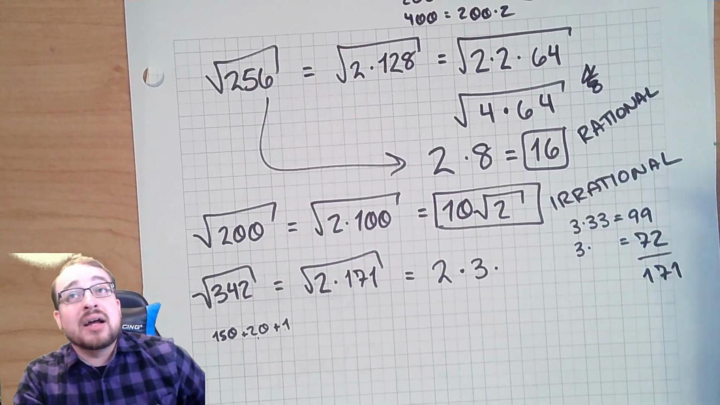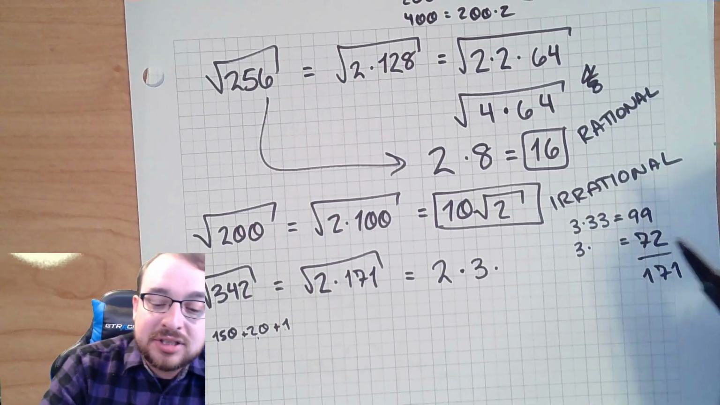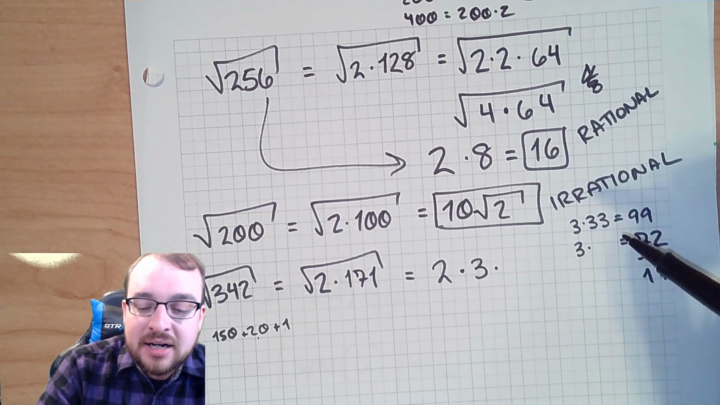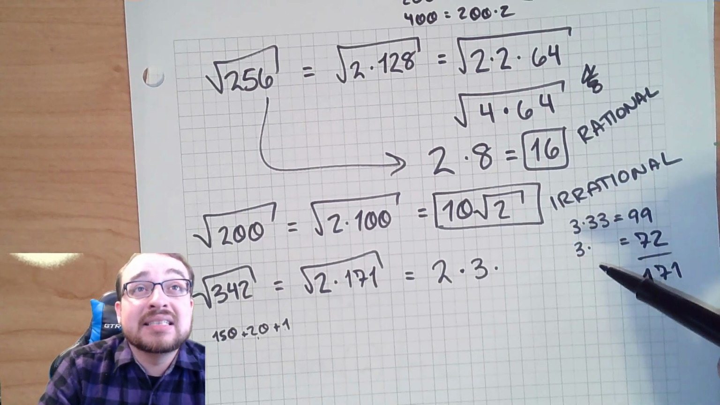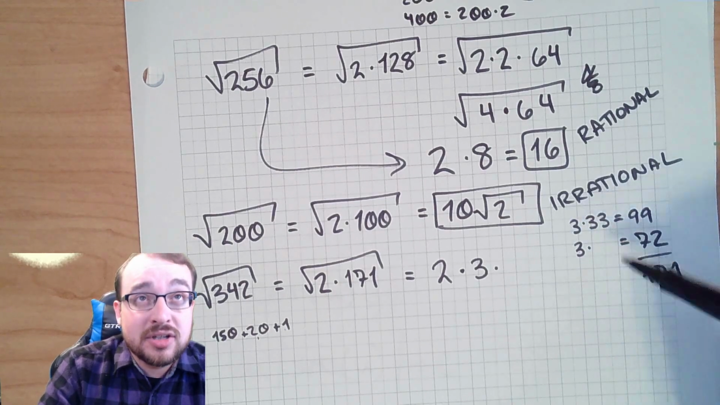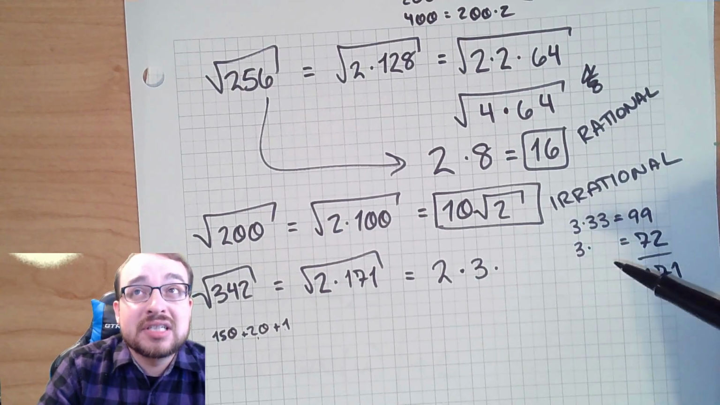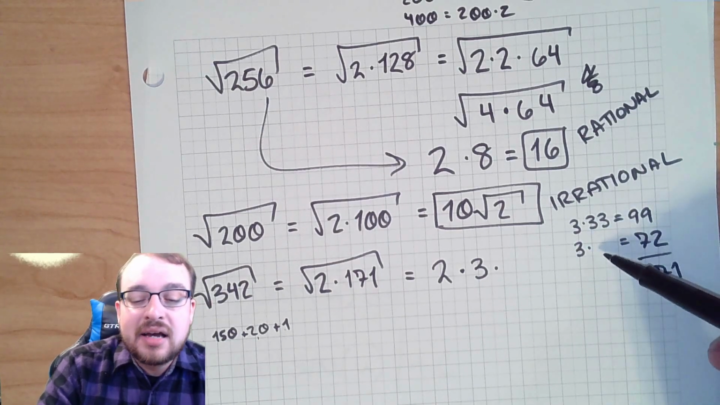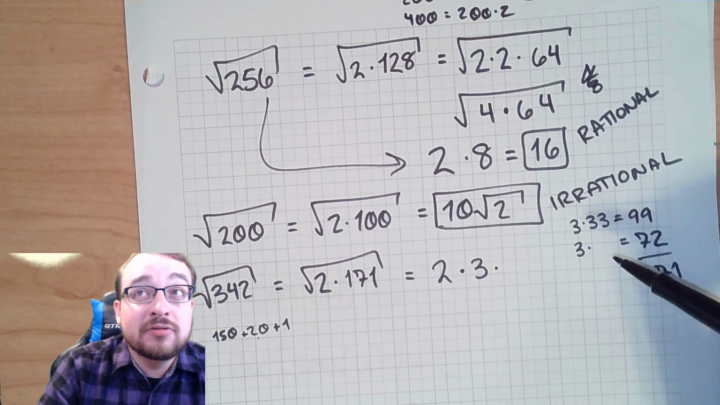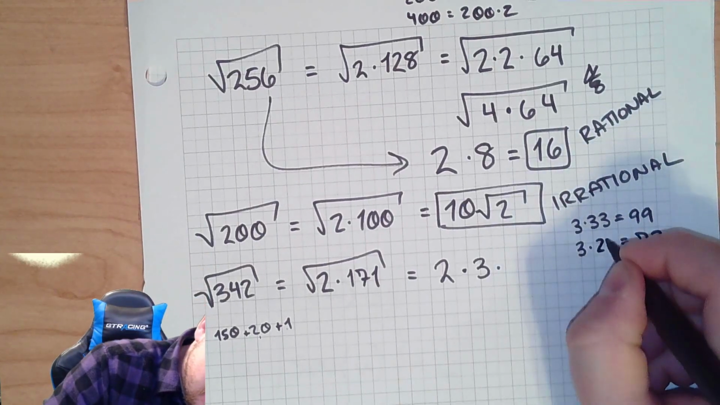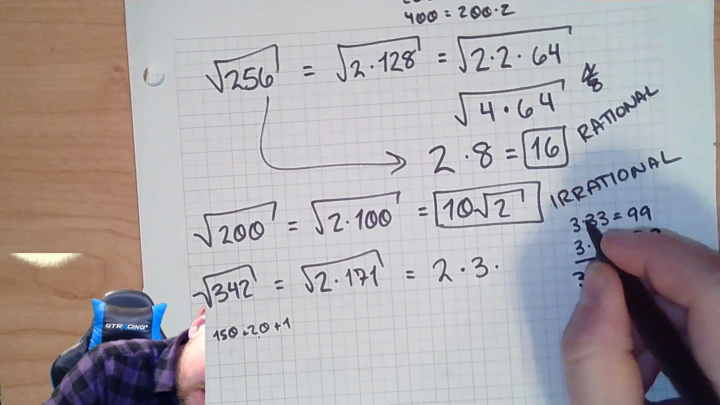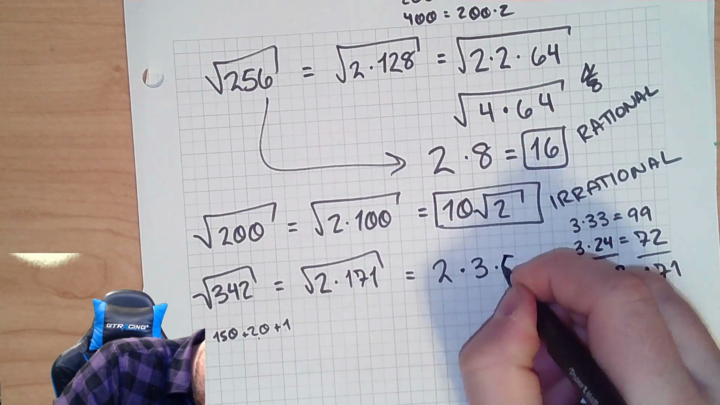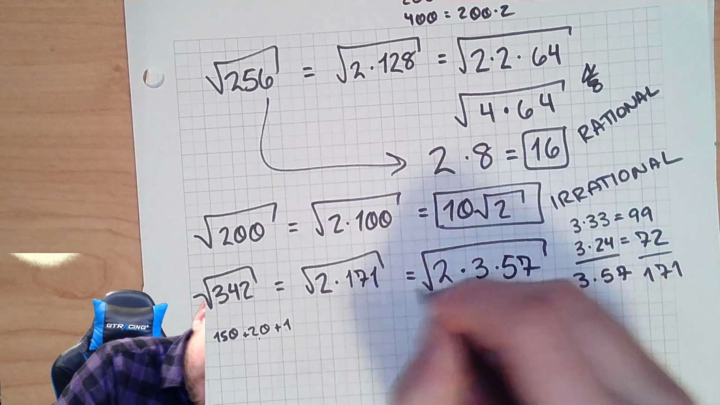So I can figure those out. I know that 3 times 20 is 60, right? So 3 times 21 is 63, 22 is 66, 3 times 23 is 69. Nice. And 3 times 24 must be 72. So altogether, it's 3 times 57. That's going to get me that. So I can rethink of this as that.